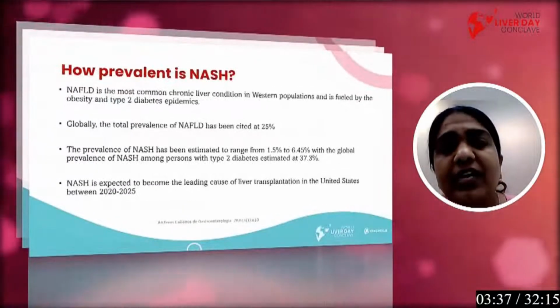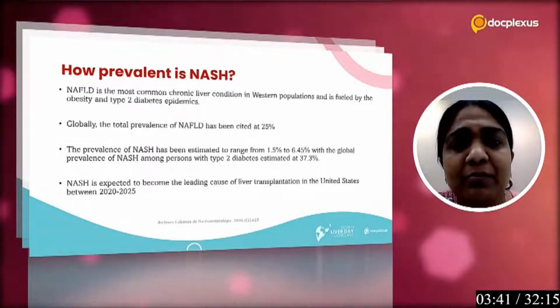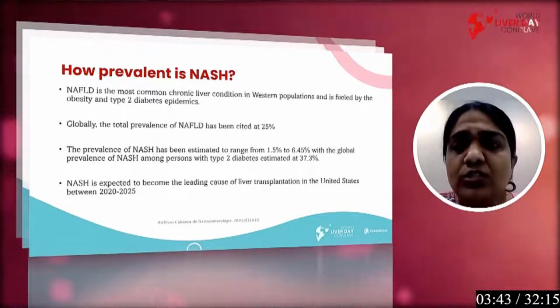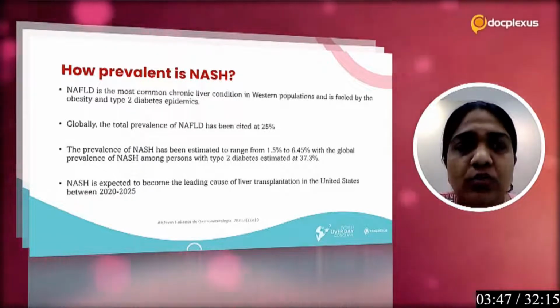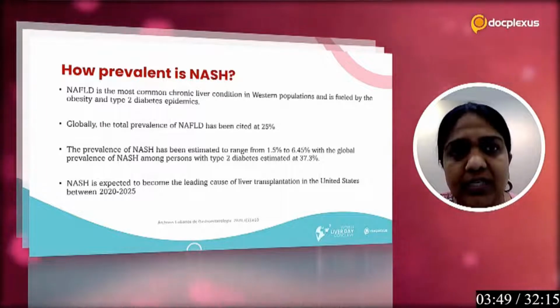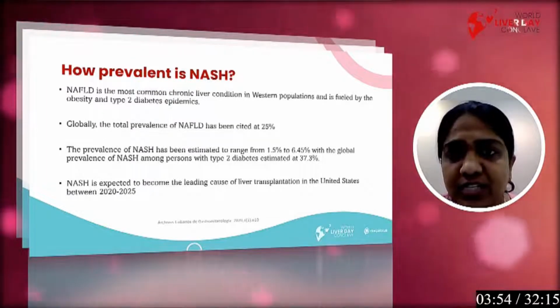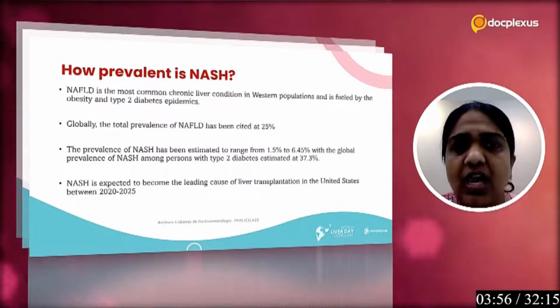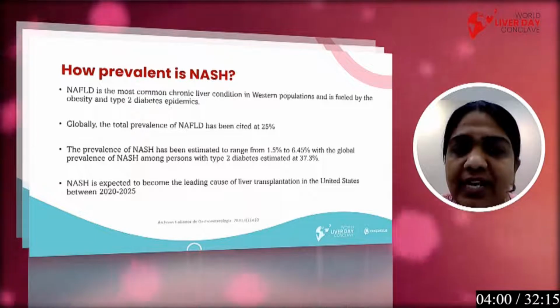How prevalent is this NASH? So I would say this is no short of an epidemic. This is also a burning problem not only in the Western world but also in our part of the world. NAFLD has now become the most common chronic liver condition in the Western population. Of course, we all know that it is fueled mainly by obesity and type 2 diabetes.